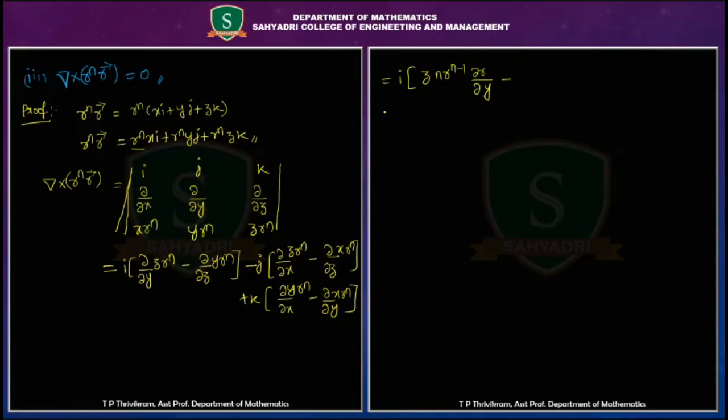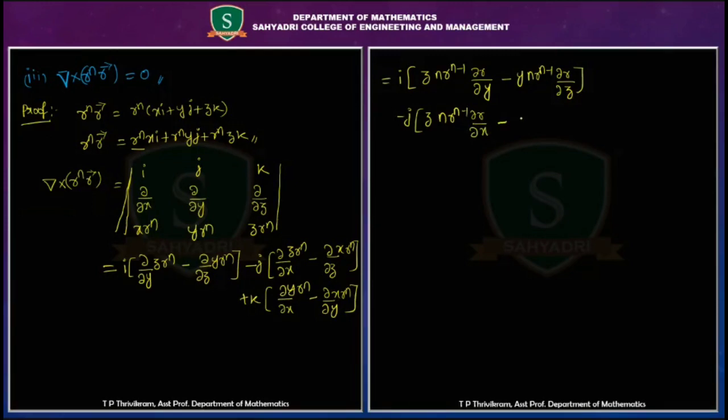That means in the i term only, second one is there, no? After minus dou by dou z of y r power n. Can you tell that? It's y into n into r to the power n minus 1, dou r by dou z, and close the bracket. Minus j into z into n into r power n minus 1, dou r by dou x.